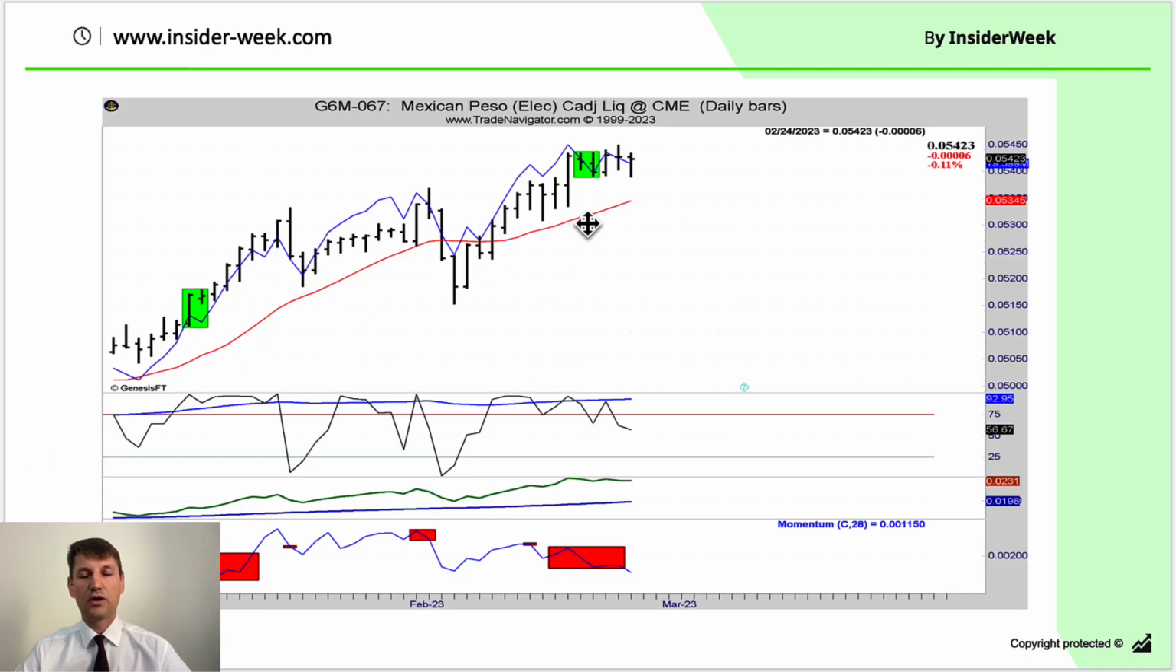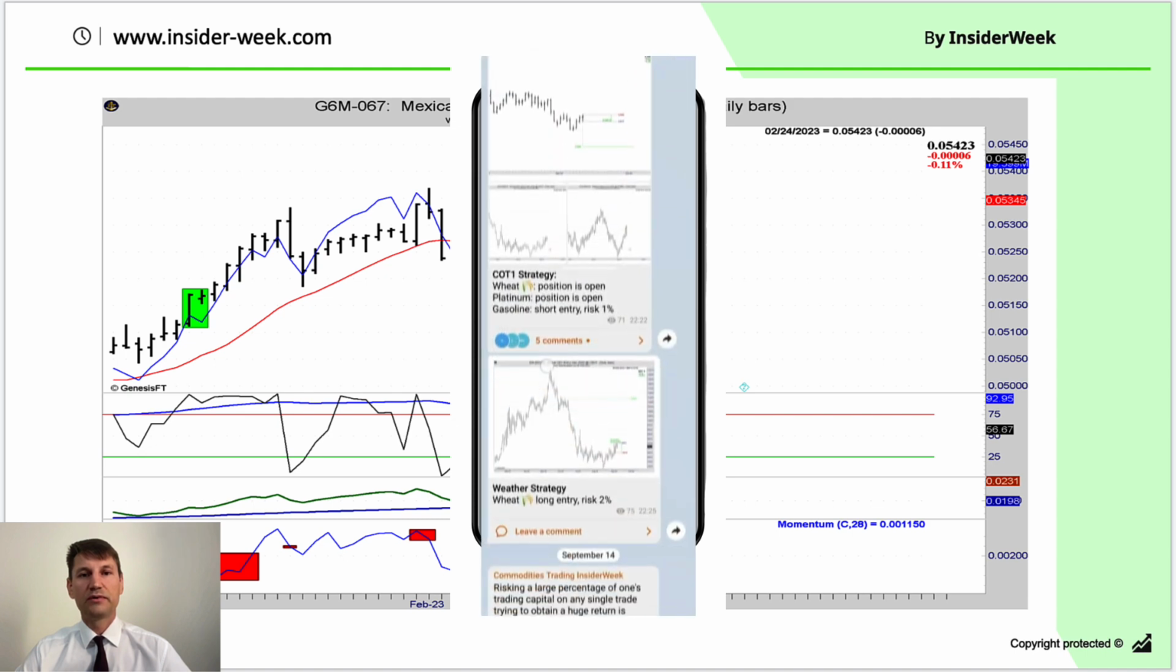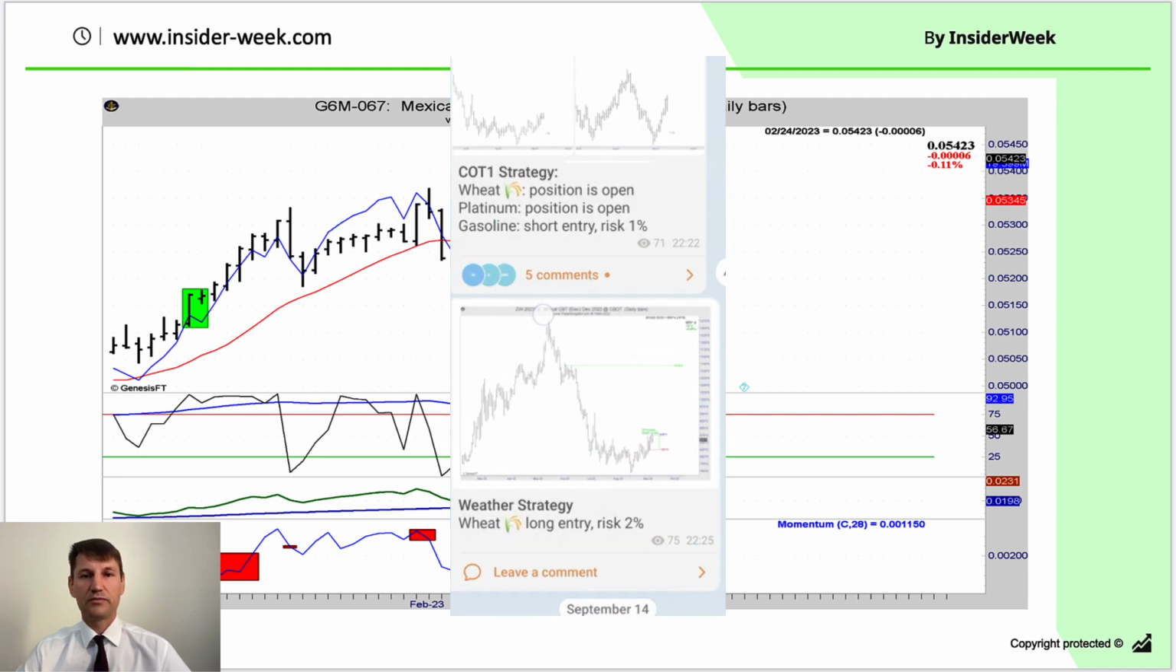So therefore, we have this market on the long side. If we see the trend continue next week, we will open a long position. If we have an entry pattern here, we post these entry patterns with entry price, stop loss and target in our membership and in the Telegram channel.